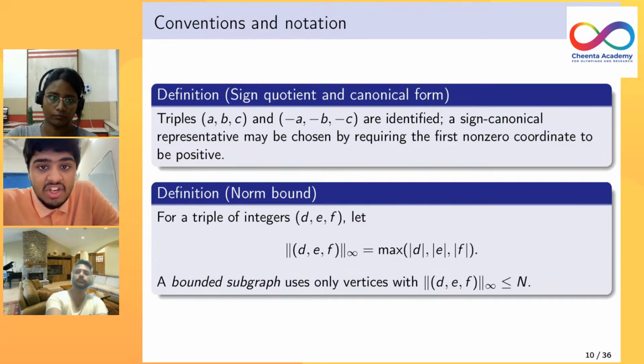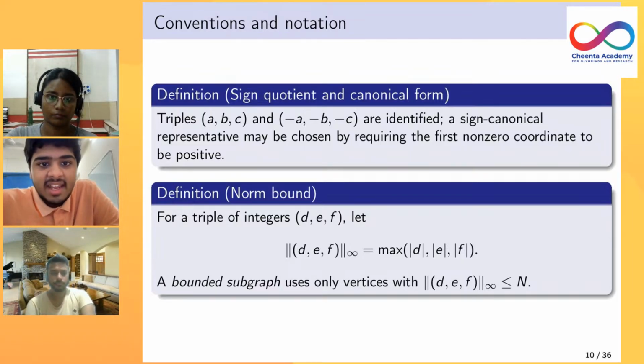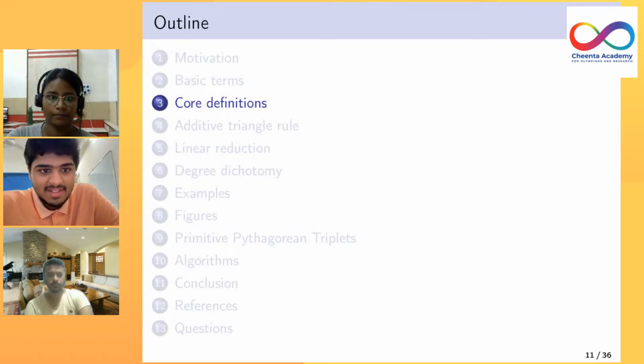This is the notation and conventions I use to define my 3D Farey graph. I identify each triple (A, B, C) with its negative, so I only keep one representative from each pair, specifically the one whose first non-zero entry is positive. For any triple (D, E, F), I define its infinity norm as the largest absolute value among its coordinates, and I restrict attention to that norm being at most n. These conventions help avoid duplication and make finite computations in the 3D Farey graph straightforward. Next slide, please.